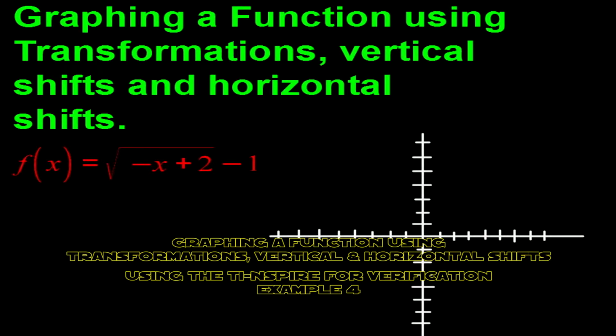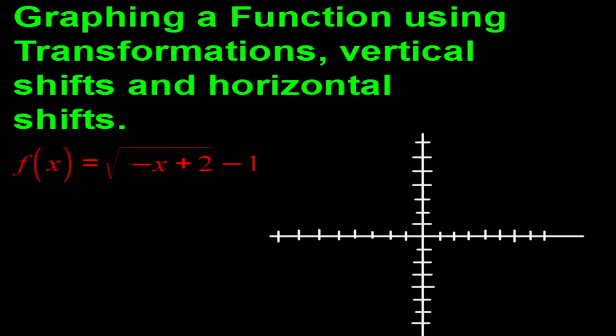We are looking at graphing a function using transformations, vertical shifts, and horizontal shifts. And we're using the function f of x equals the square root of negative x plus 2 minus 1. Now, we previously did an example where we had the negative outside, but we're going to look at an example now to see what happens when the negative is on the inside of the function.